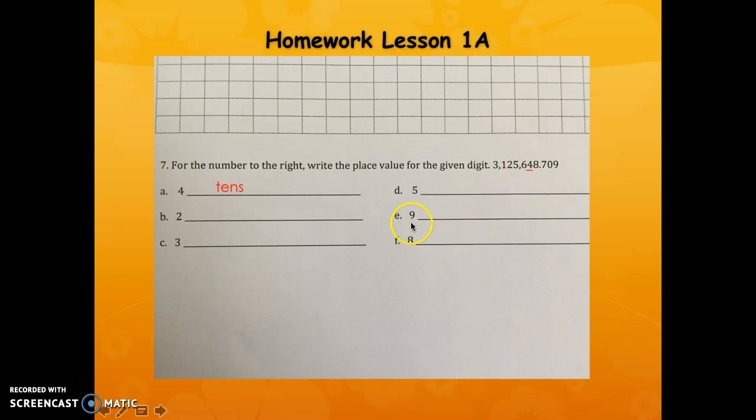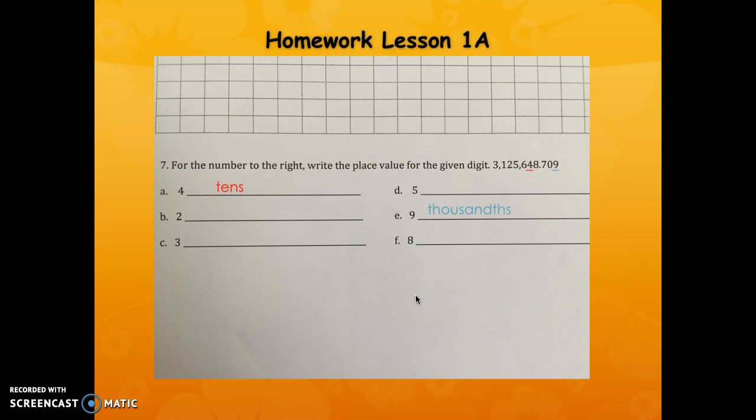Jump over to letter E. We're going to find the number 9. Okay, there it is. So when I look at my decimal point, if you have to, go back to the place value chart, but I happen to know that this is tenths, hundredths, thousandths. The 9 is in the thousandths place. So you're going to be writing the place value word for number 7. All right, so your job is to finish this.